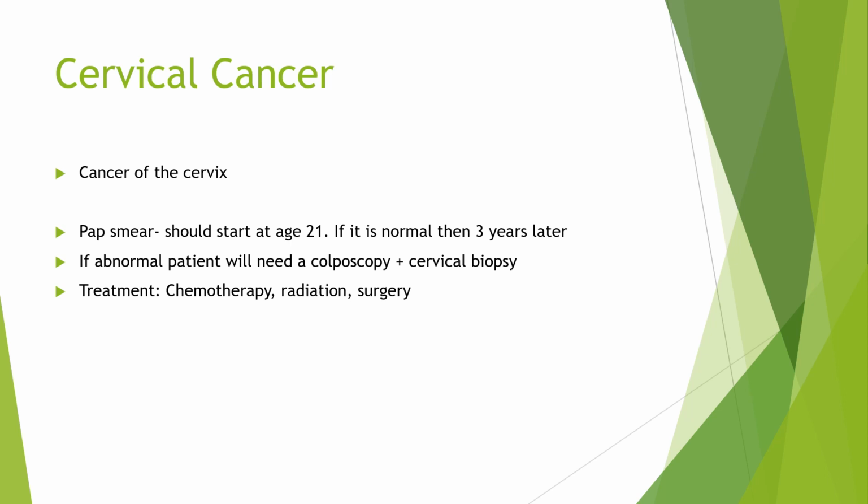Cervical cancer, obviously cancer of the cervix. So a pap smear is typically our best way to kind of learn if the patient has these abnormal cells, and then they go for that colposcopy with the cervical biopsy. Pap smear should start at the age of 21, and then if it's normal, we can recommend for 3 years later. I know a lot of us, it becomes that yearly pap smear. Treatment for this will be chemotherapy, radiation, and surgery.